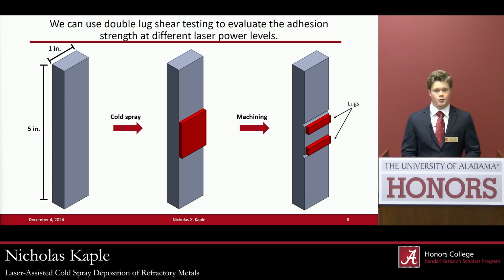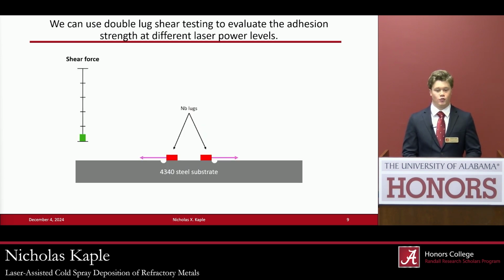So we in our lab use double-lug shear testing to evaluate adhesion strength. And so we start with a 4340 steel substrate. We then buy that material and machine it down to the dimensions you see on the left. We can then cold spray niobium onto that substrate. And from that bulk pad that you see there in the middle, we can then machine down into 2 different lugs. Taking this machined sample, we can then apply force to it.